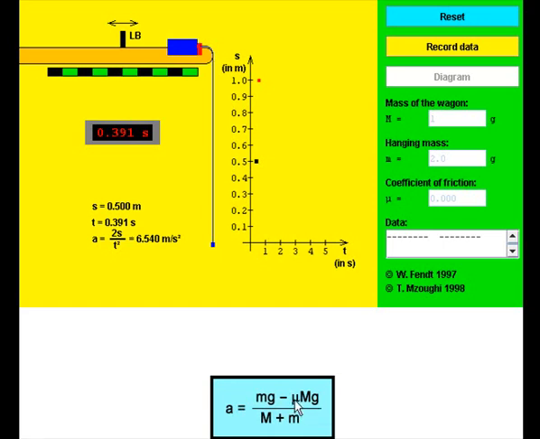But here we have mu times the mass of the large object times gravity. That will give us the force of friction. So the applied force due to gravity minus the frictional force, and then we take that net force, which is on the top, and divide it by the total mass of the system. And that should give us our acceleration.